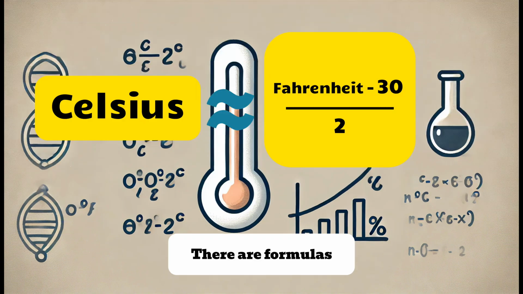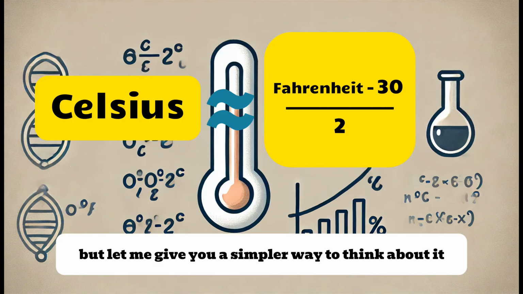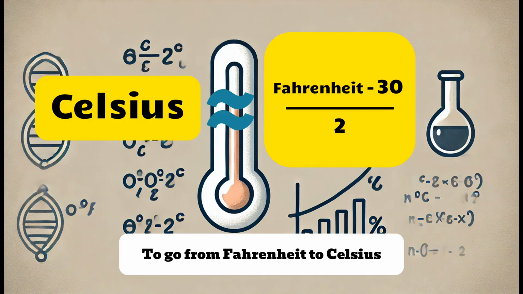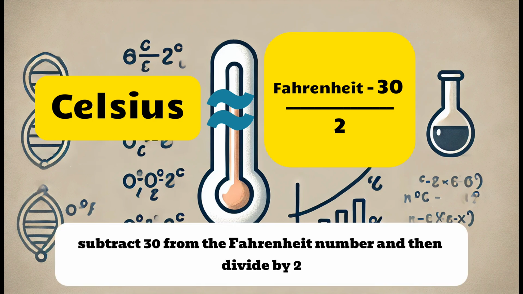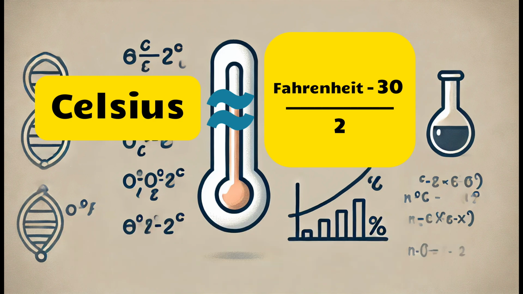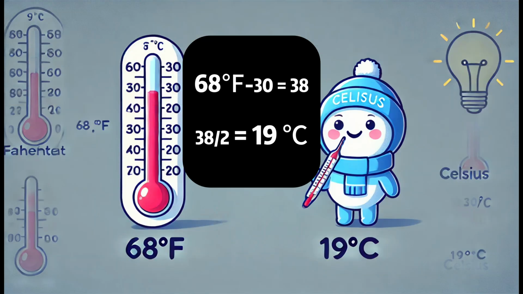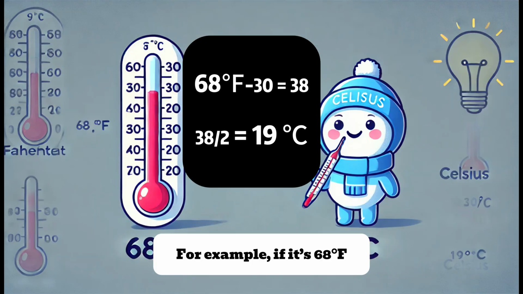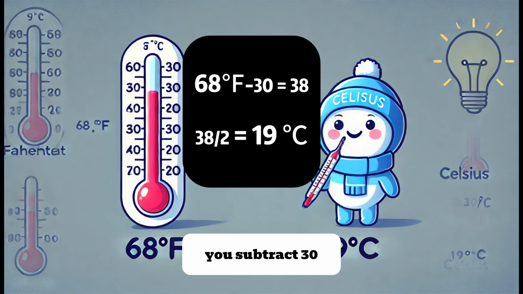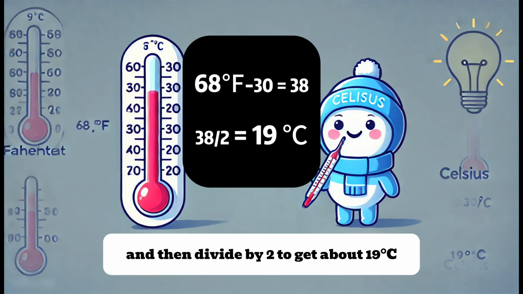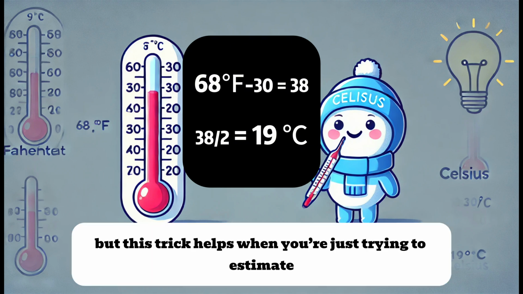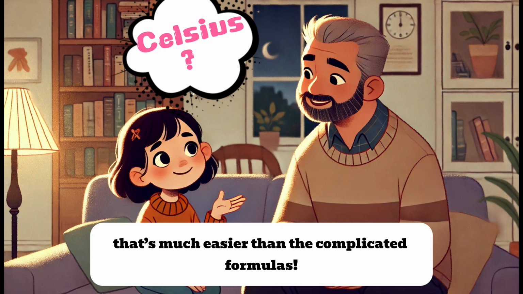There are formulas, but let me give you a simpler way to think about it. To go from Fahrenheit to Celsius, subtract 30 from the Fahrenheit number and then divide by 2. It's not perfectly accurate, but it's close enough for most things. For example, if it's 68 degrees Fahrenheit, you subtract 30, which gives you 38, and then divide by 2 to get about 19 degrees Celsius. The actual number is closer to 20 degrees Celsius, but this trick helps when you're just trying to estimate. Oh, that's much easier than the complicated formulas.